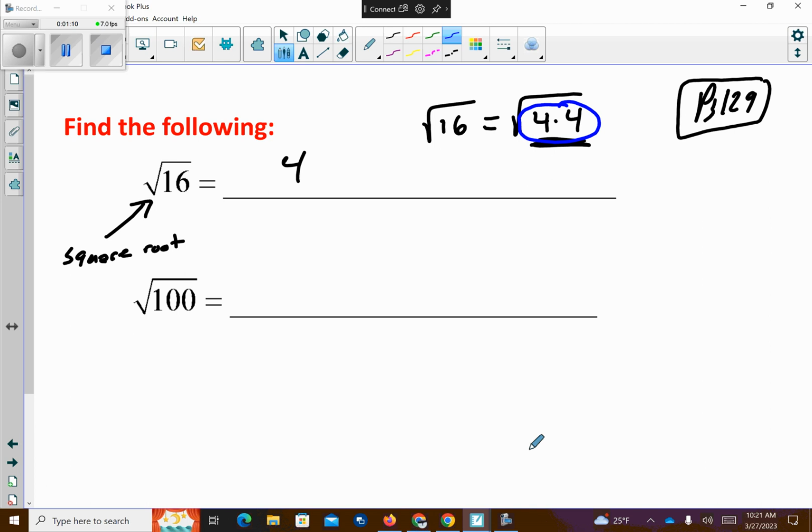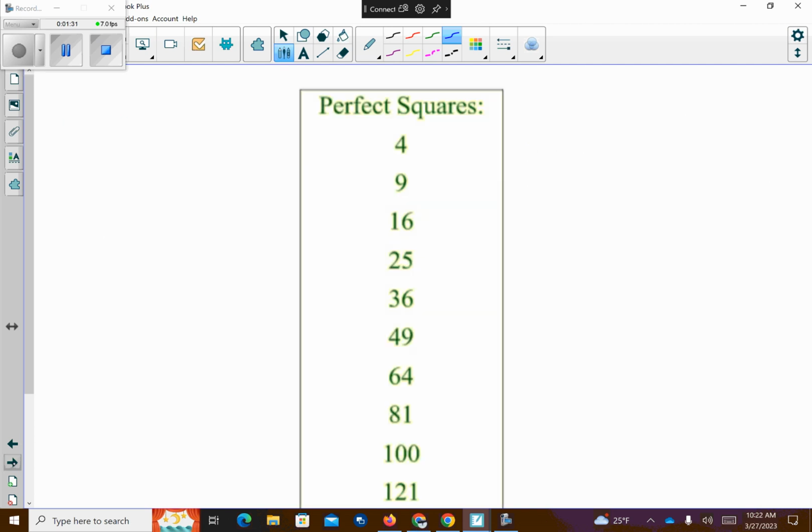Does anyone know what the square root of 100 is? 10. And the reason this works is because the square root of 100 is the same thing as 10 times 10. And yes, there's other ways you can get to 100, and other ways you can get to 16. But we're just trying to figure out what number times itself gives me what's underneath the radical. Okay? So then, this is a list of the first few perfect squares. Of course, they didn't put 1, because 1 times 1, then 2 times 2 is 4, 3 times 3 is 9, so on and so forth.